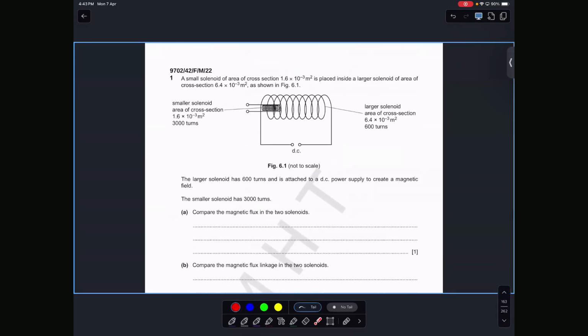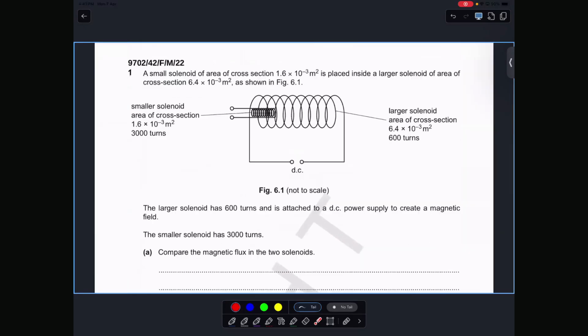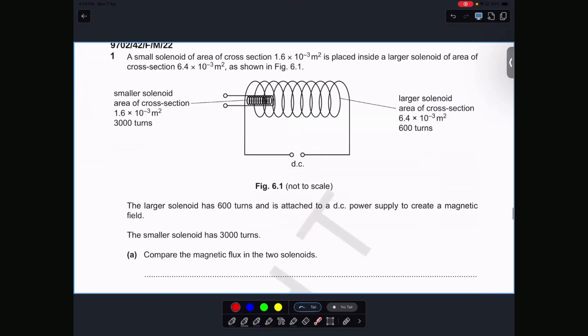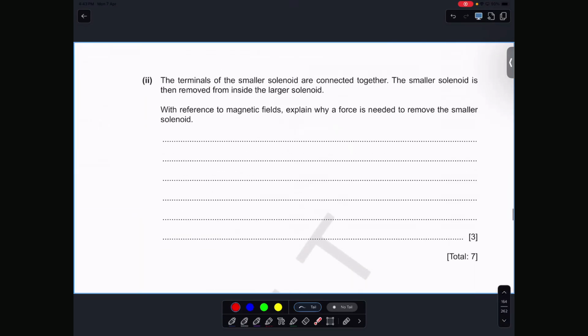Then we'll do it later. So yeah, which one? C2, this one. Okay.